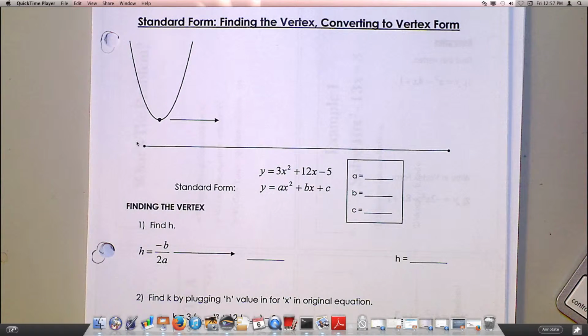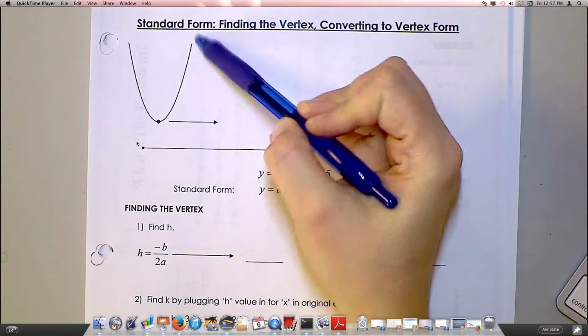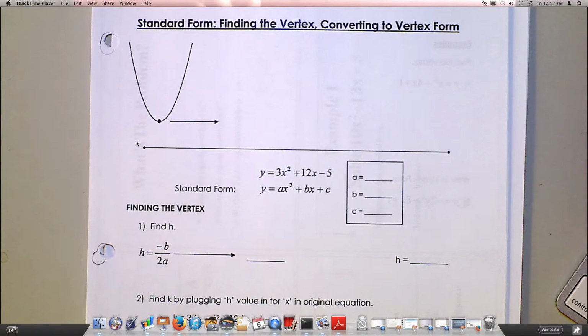So if we need to get to vertex form, first we need to find the vertex. So remind me again, what's this shape called? Parabola. That's a parabola.